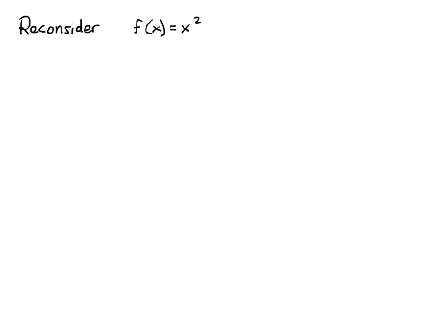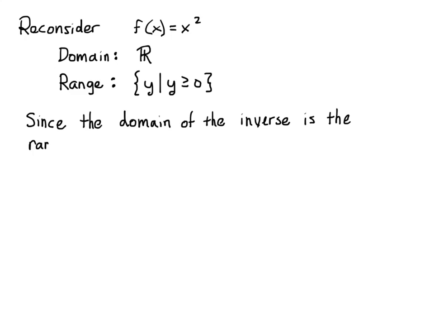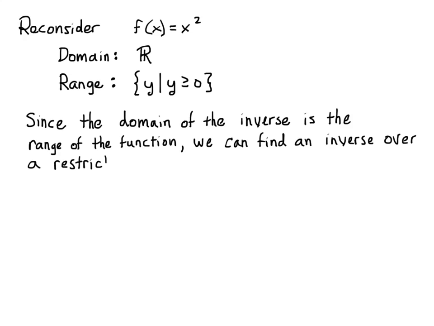Okay, so let's go back to f(x) equals x squared. So the domain of this thing is all real numbers, and the range, we're always going to get a positive number out of x squared, or 0, right? We're not going to ever get a negative number. So since the domain of the inverse is the range of the function, what we can do is say, okay, I'm going to limit my domain. I'm going to restrict my domain and range to see if I can get an inverse with a restricted domain.